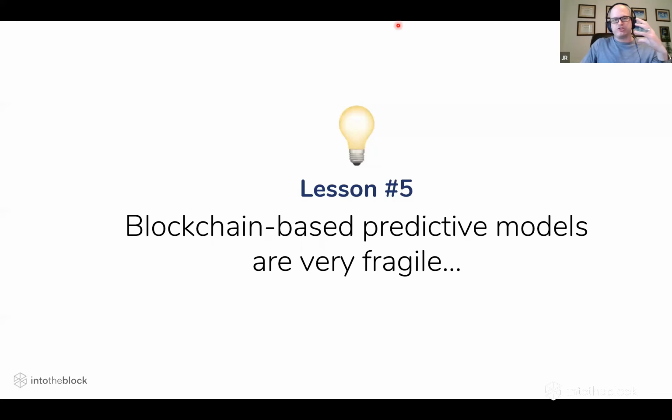Blockchain is an area that we're super excited about. We started as a blockchain analytics company, but one thing that we've realized when it comes to predictions is that blockchain predictive models are very fragile. First of all, there is not a whole lot of alpha that can be discovered. There are areas of the blockchain that we think are super promising, but they're fragile to all sorts of things.